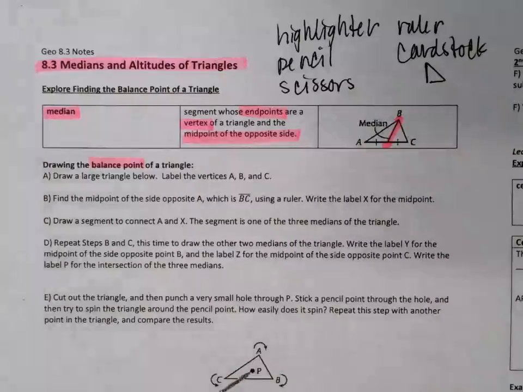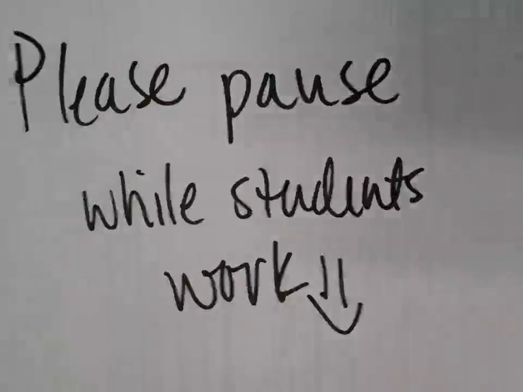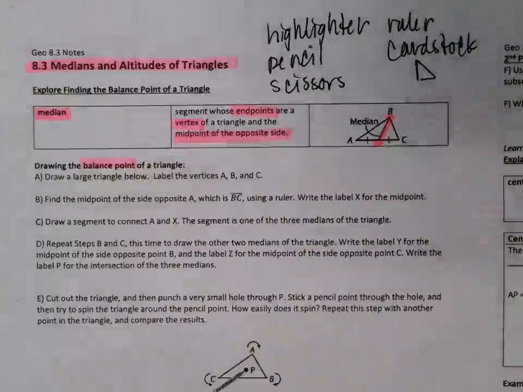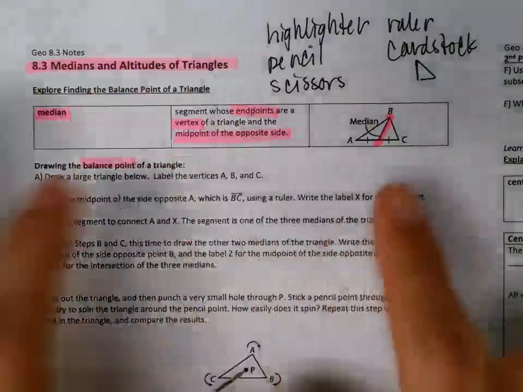Please do the best that you can. The substitute is going to go ahead and pause it whenever they see this paper right here. So please pause while students are working to give you time to catch up, because I am not able to pause the video, unfortunately. Okay, so we're going to start with 8.3, medians and altitudes of triangles.